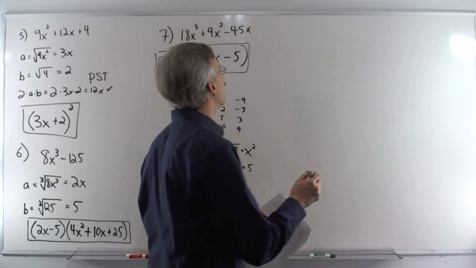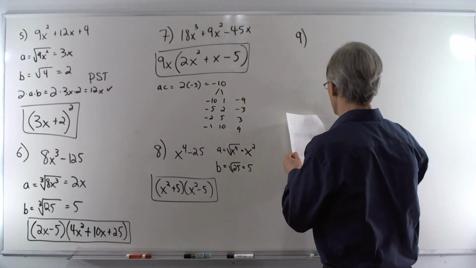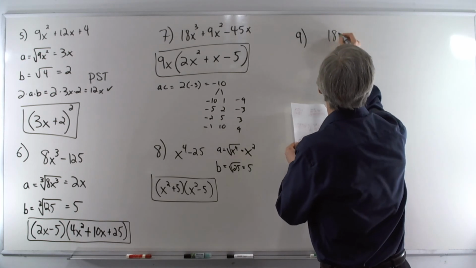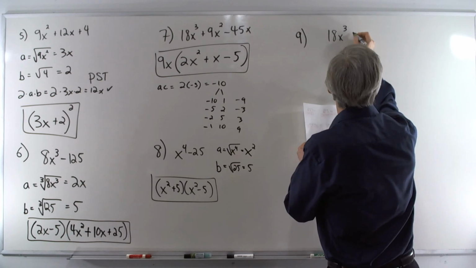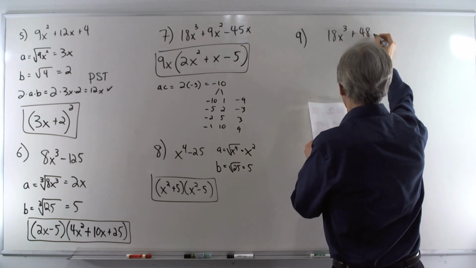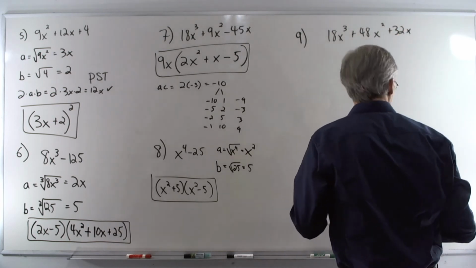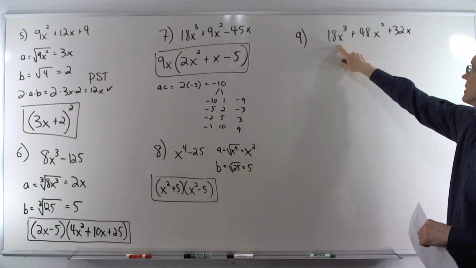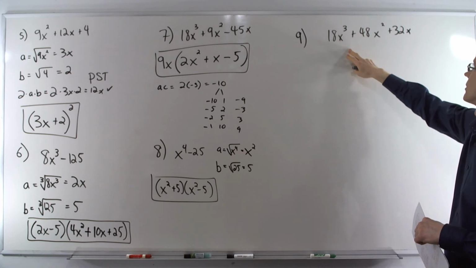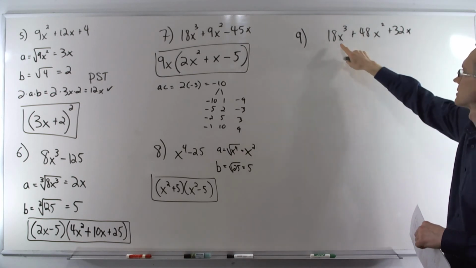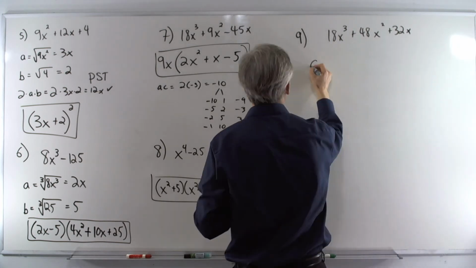Number 9. So we have x's in all of these. So we're going to be able to factor out an x. And we can also factor out a 6. 6 is the greatest common factor of 18, 48, and 32. So we'll factor out 6x.